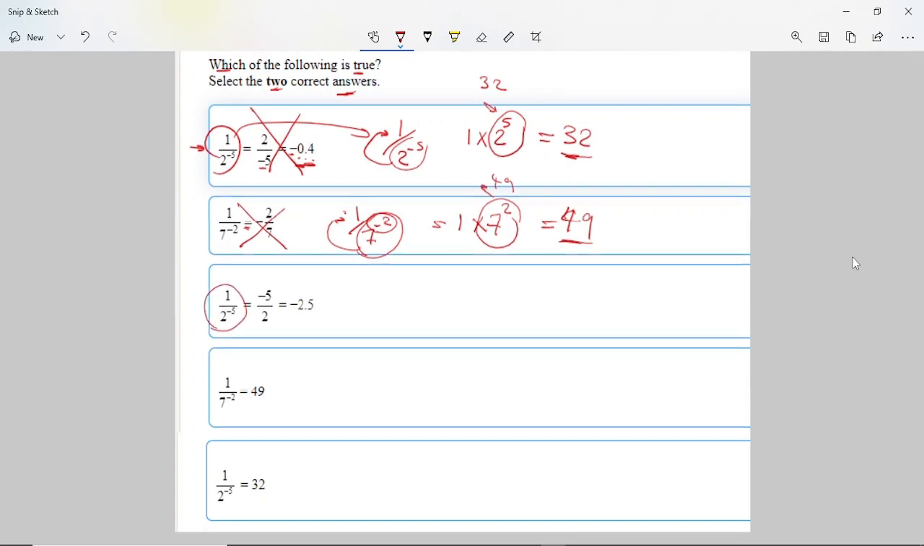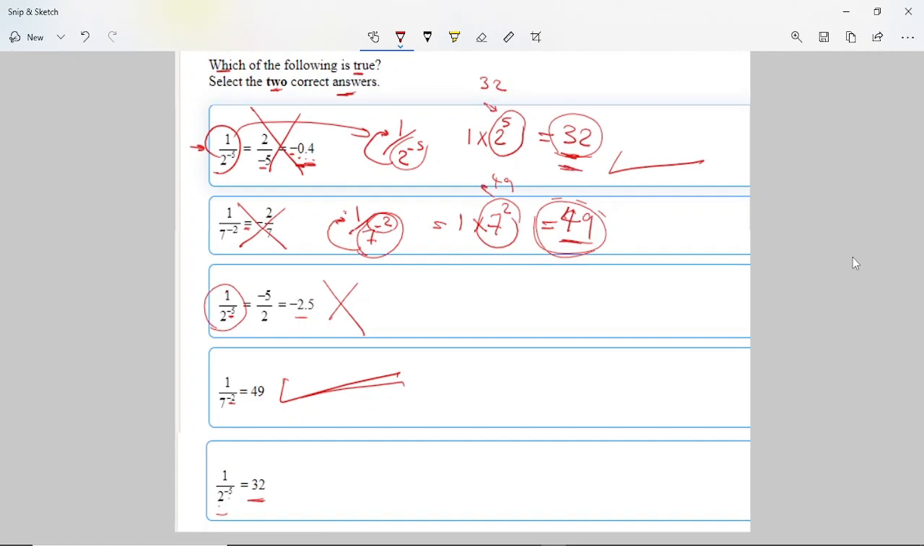1 over 2 to the power of negative 5 will be equal to minus 5 over 2, equal to minus 2.5. Same thing here, it's the same as option 1. The answer will be 32. So this one will be wrong. Now 1 over 7 to the power of negative 2. We already solved this one. It's supposed to be 49. So this is the right answer. And the last one, 1 over 2 to the power of negative 5 will be 32. We already solved this before, so this will be the right answer.